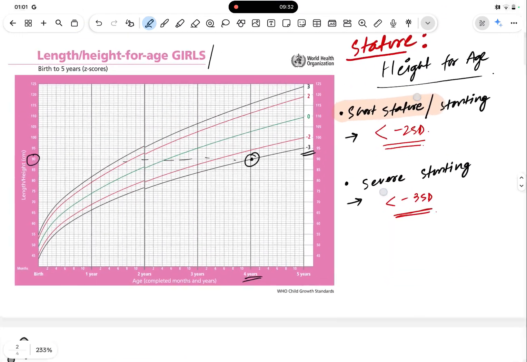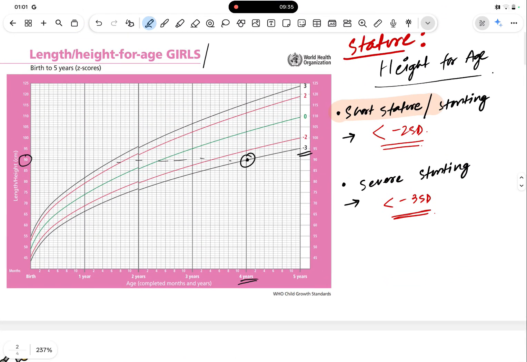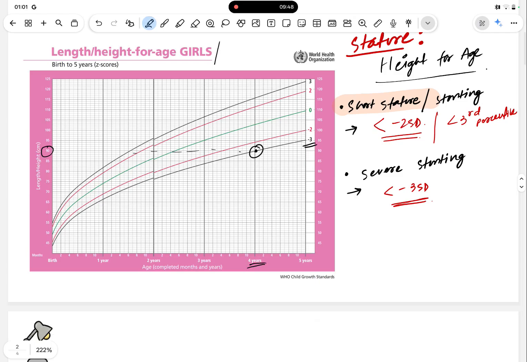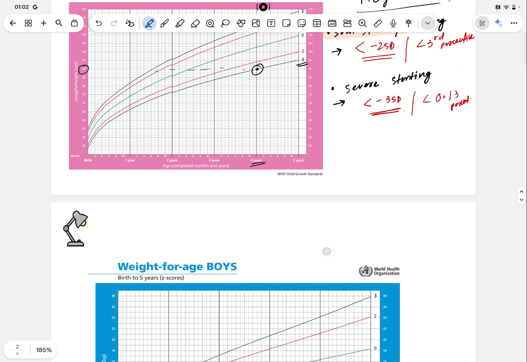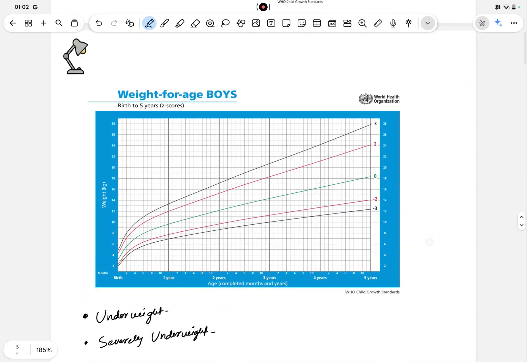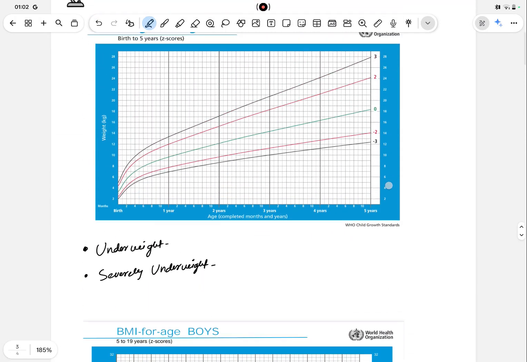Again, in exam they also can ask what is the percentile. So minus 2 standard deviation is less than third percentile, and minus 3 standard deviation is actually less than 0.113 percentile. Okay, so we have only two graphs left.